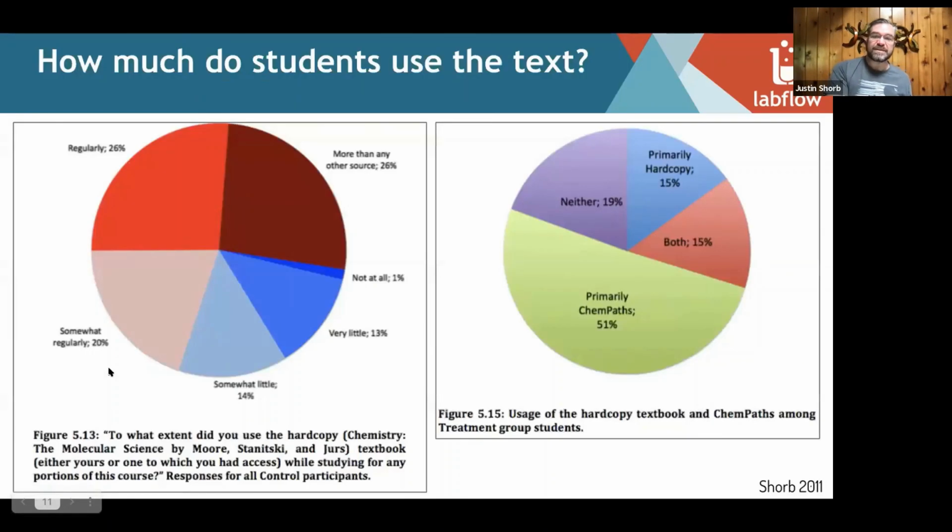So how much do students actually use the text? This is, again, a decade ago, but that was when students were just getting into having some online course experience in high school. So I think that this is going to be even more true now, and there's been data taken out there that proves this as well.